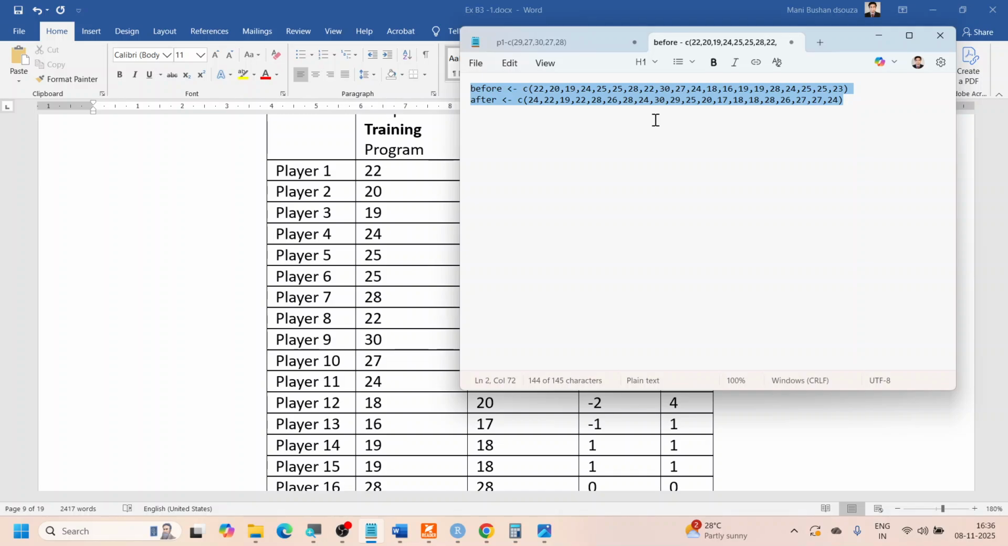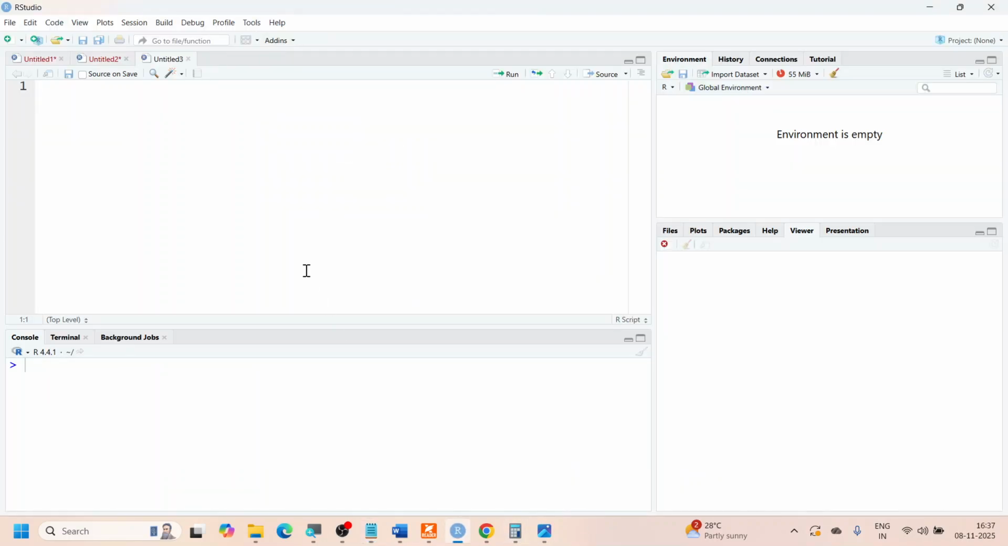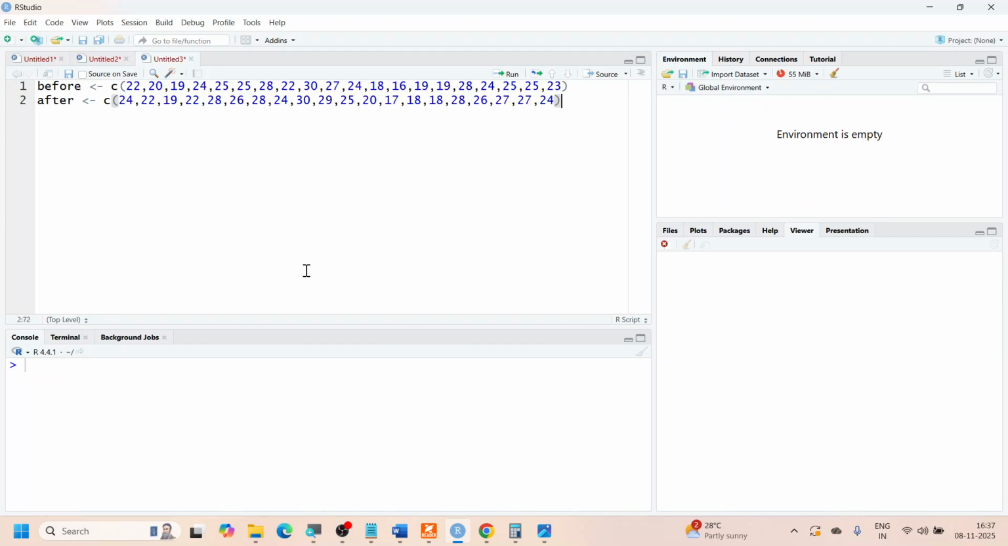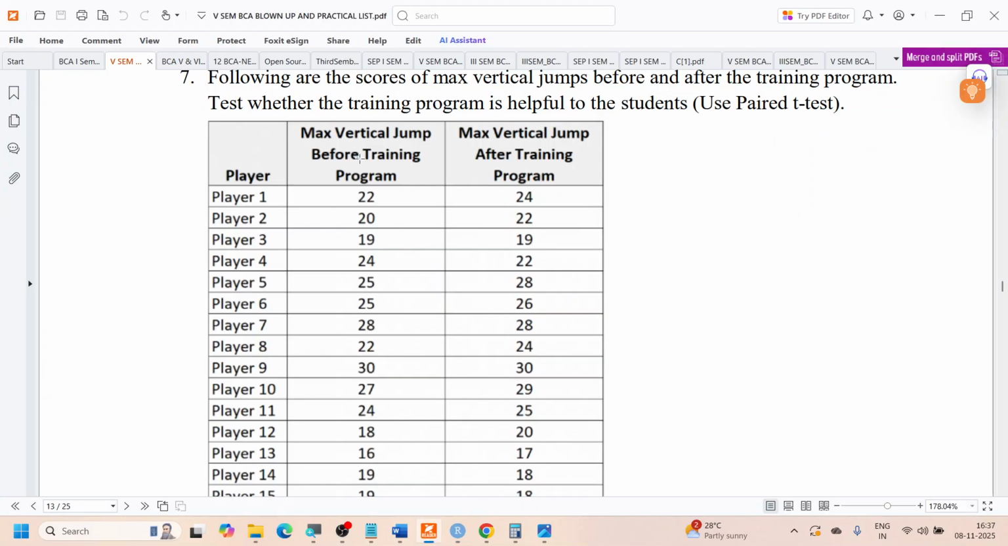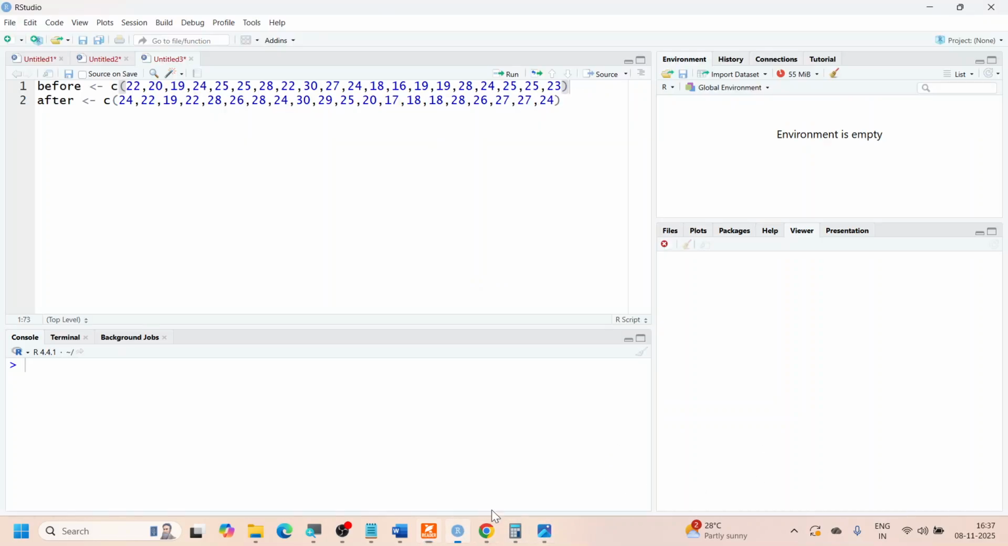So you do it manually: 22 comma 20, you notice, comma 19 comma 24. This is going to take a lot of time, so I have reduced the video size by just taking these values and directly typing them here. These values, whatever they have given, 22 comma 20 comma 19, similarly 24 comma 22 comma 19, I have already copied them and created a vector out of this.